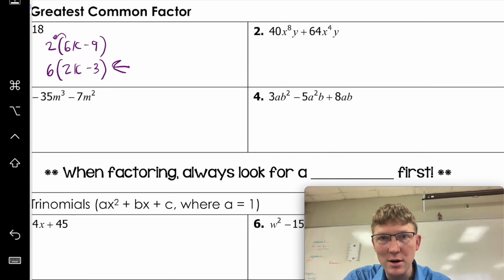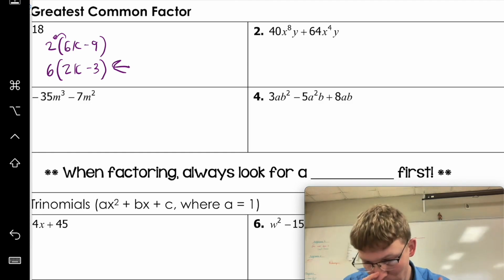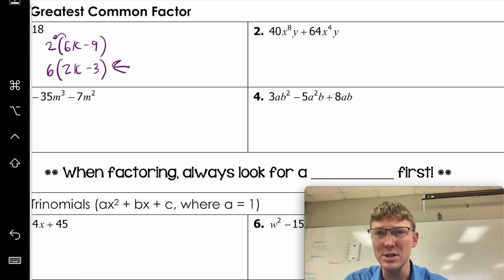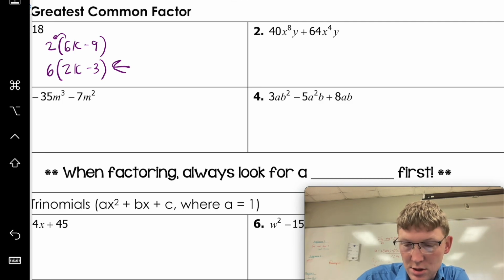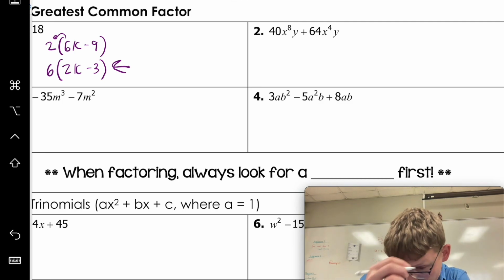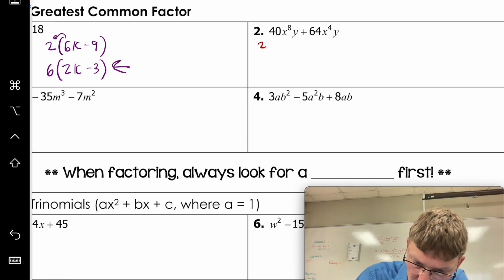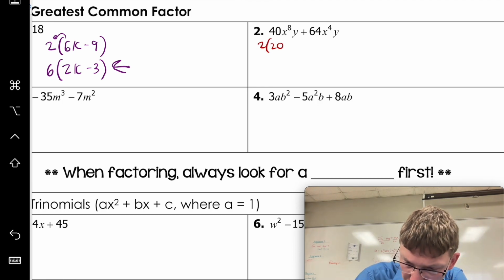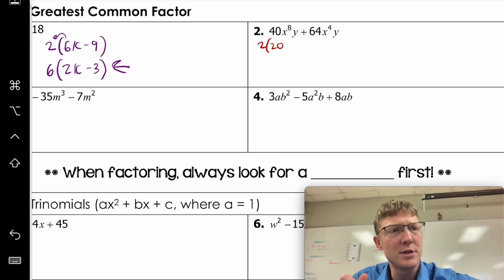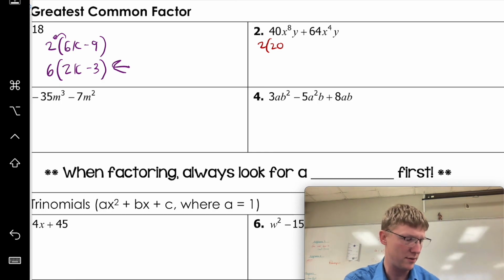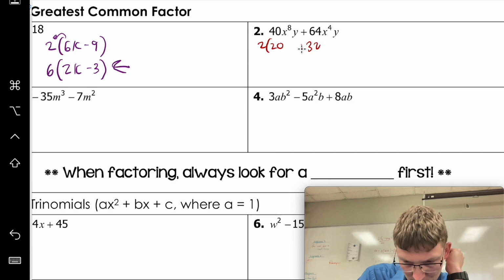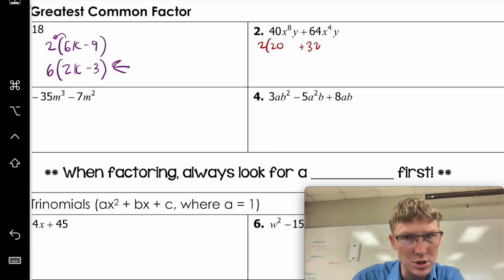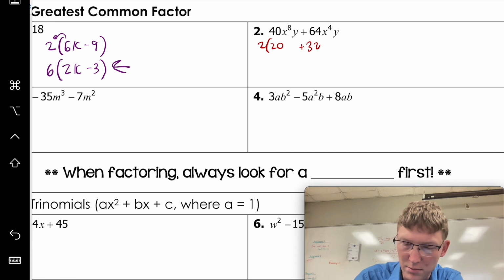Okay, number 2's got some letters in it. That's no problem. Again, you're just going to pull out the things that they have in common. I'm just going to start with the numbers because to me that's a little bit harder. The first thing I'm looking at, okay, they're both even. So I can pull a 2 out. So when I do that, I'm going to have 20, and then whatever 64 divided by 2 is, because I totally know that off the top of my head. 32, yeah, totally, 32. And I'm leaving some space for the letters because the letters are still there. I'm just not messing with them yet.